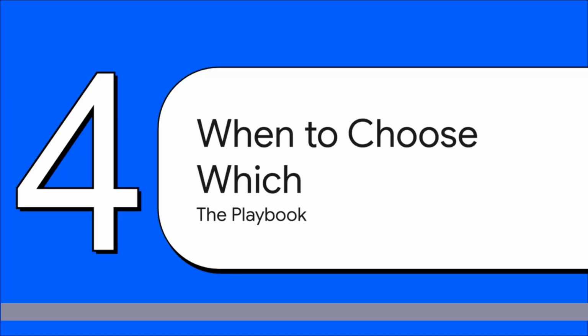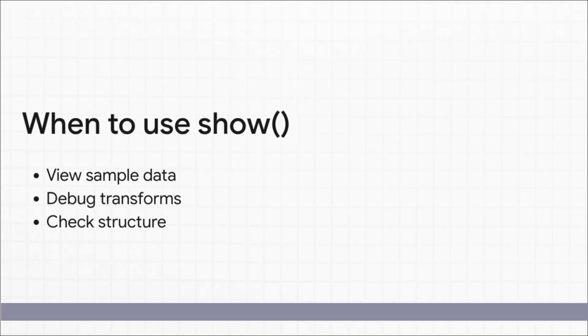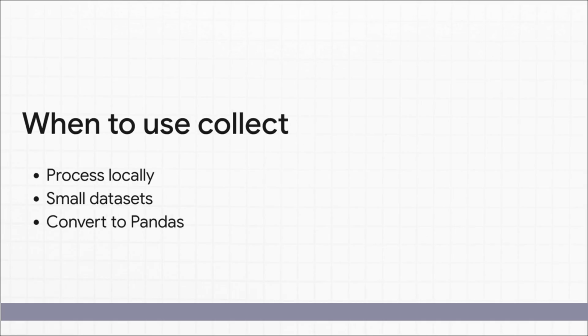Section 4. When to choose which. Let's build out your practical playbook. Okay, here's your playbook for the show method. Use it when you need to view sample data just to get a feel for what you're working with. Use it when you're debugging transformations, like, say, checking if that fancy new column you just calculated actually looks right. And use it for checking your data structure quickly. In all of these scenarios, show is absolutely the best choice for safe, rapid inspection without affecting your memory performance whatsoever.